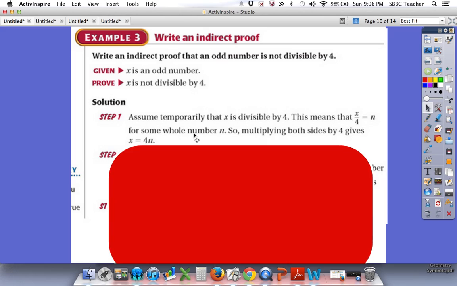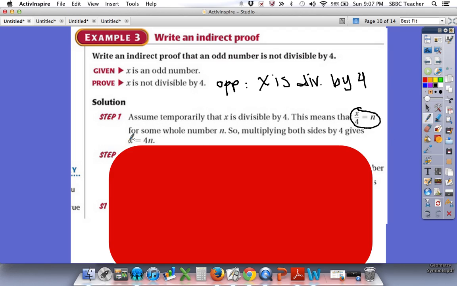So in step 1, you would assume temporarily that x is divisible by 4. This means that x divided by 4 equals n for some whole number n. Multiplying both sides by 4 gives you x equals 4n. In other words, we're going to turn this statement first into its opposite. The opposite of that statement would be x is divisible by 4, and I'll put the abbreviation div for divisible. Then we're going to express that in a number sentence. x divided by 4 equals n is the equation that describes the statement x is divisible by 4. We want to get x by itself, so you multiply both sides by 4 and you get x equals 4n.